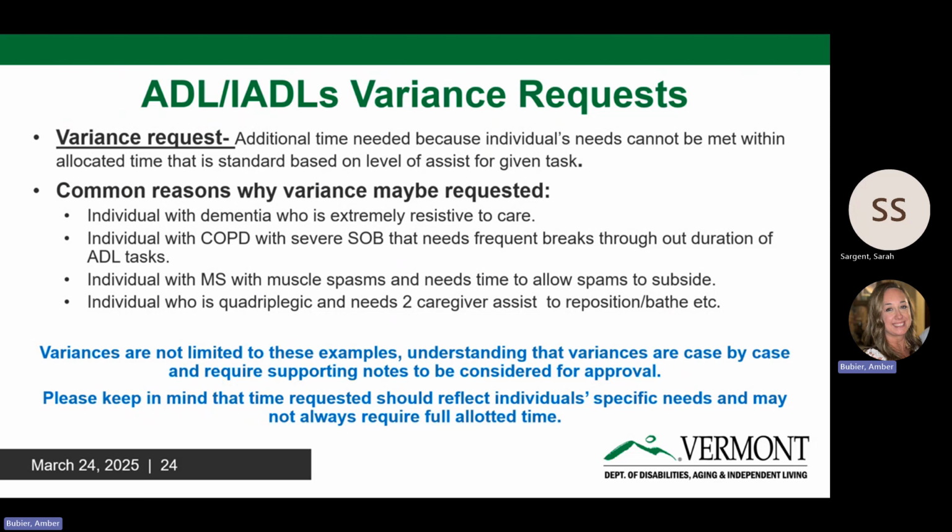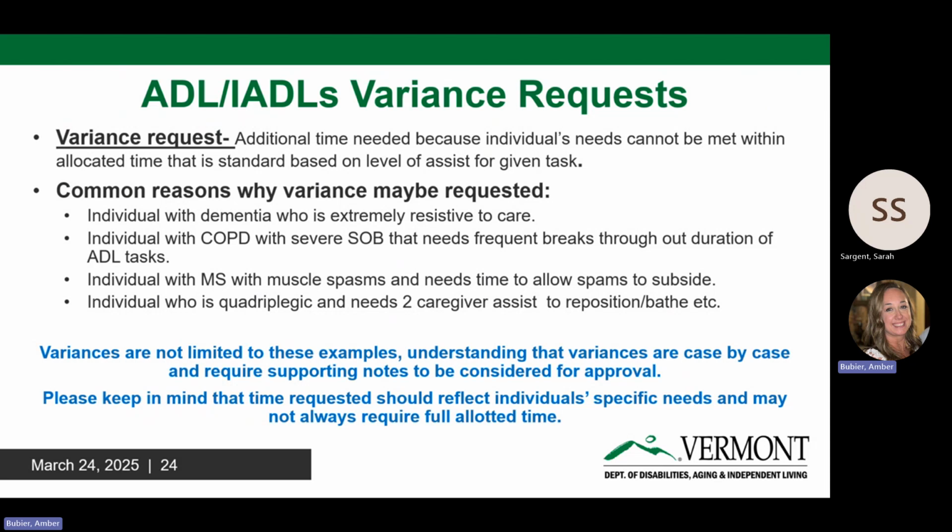Maybe it's an individual with multiple sclerosis. They have muscle spasms, and the caregiver needs to give time to allow for the spasms to subside. When they're moving their limbs, their muscles can become rigid and spasm, and if they keep moving them, they can cause pain or even injury to the individual. Or maybe it's an individual who's a quadriplegic and needs two caregivers to assist with repositioning and bathing. Keep in mind that variances are not limited to these examples, and understand that variances are case by case and require supportive notes by the case manager to be considered for approval.